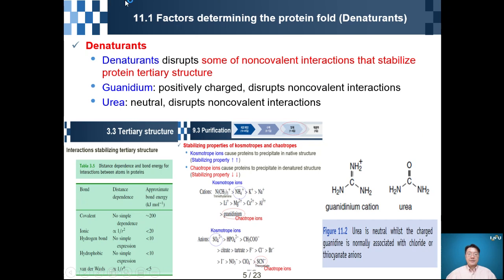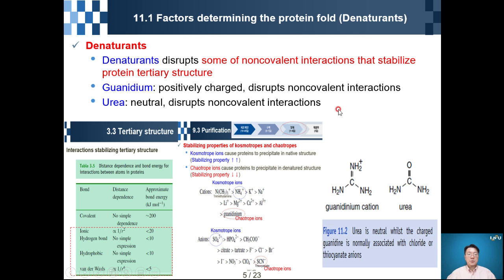Okay, so secondly, denaturant can disrupt some of the non-covalent interactions that stabilize protein tertiary structure. In the previous chapter 3, we learned the interactions stabilizing tertiary structure, starting from covalent bonding and also ionic, and finally we also mentioned van der Waals interaction. So denaturants can disrupt non-covalent interactions, starting from the ionic, hydrogen, hydrophobic, van der Waals interactions.